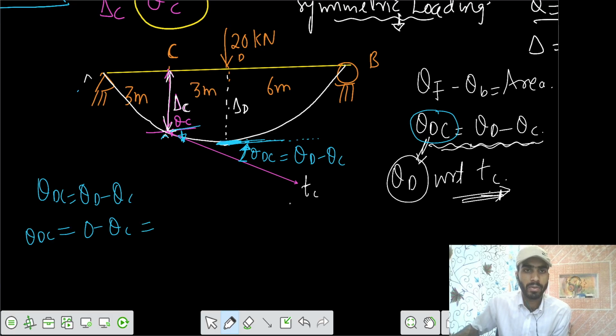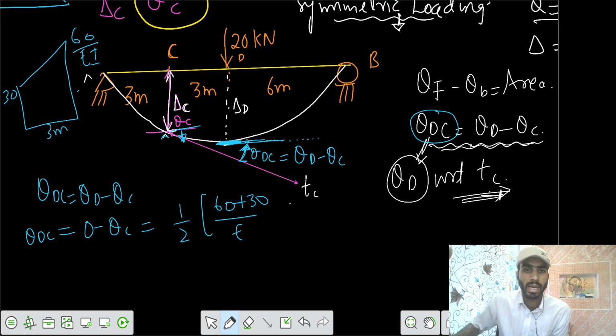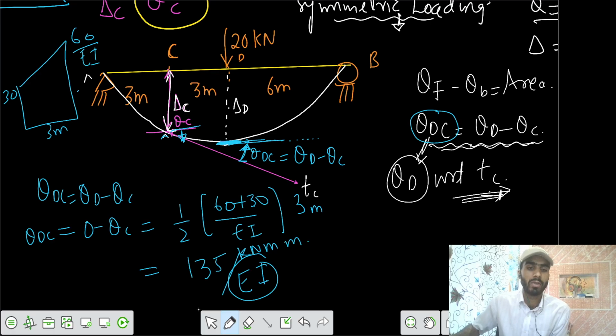So that equals the area between the 2 points. Your area was like this, 30, and here was 60. Length was 3 meter divided by EI. So we can calculate that area, 1 by 2 parallel sides, 60 plus 30 by EI into length of 3. So we get 135 by EI, with units of kilonewton meter into meter divided by EI. You can calculate that if the values of E and I are given.